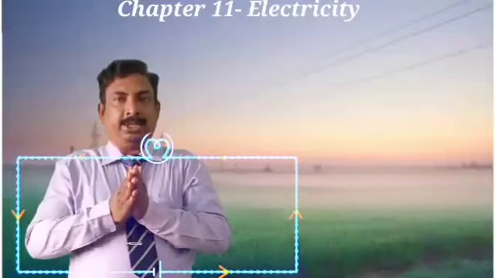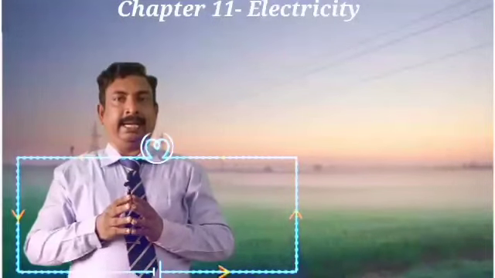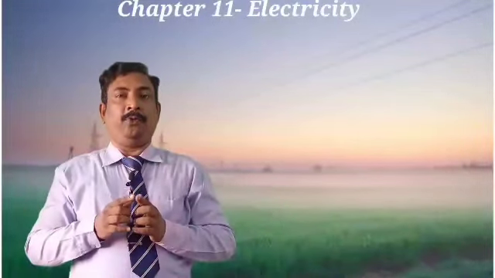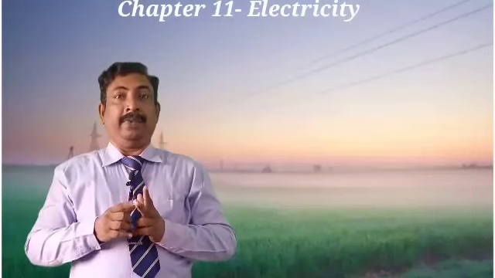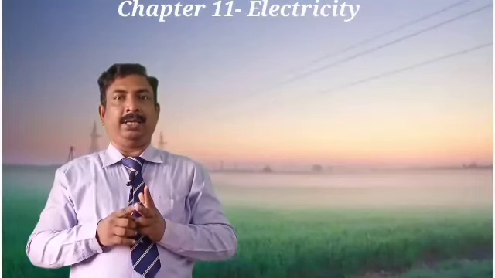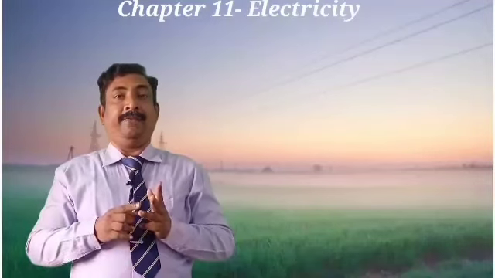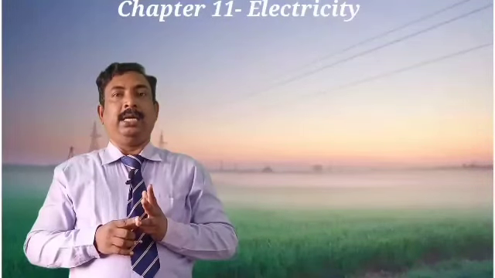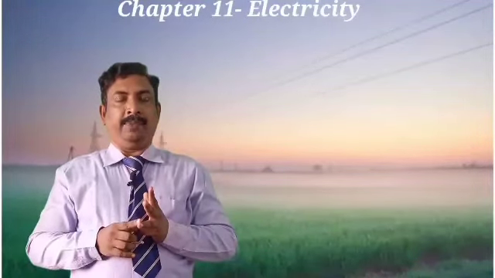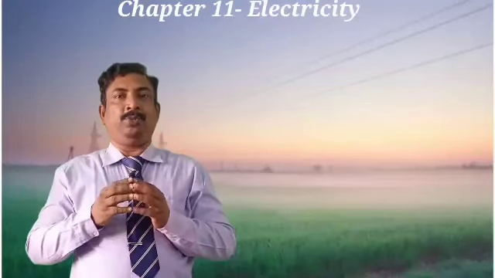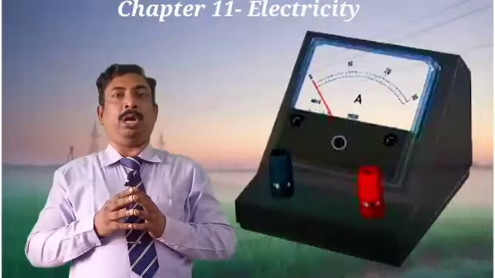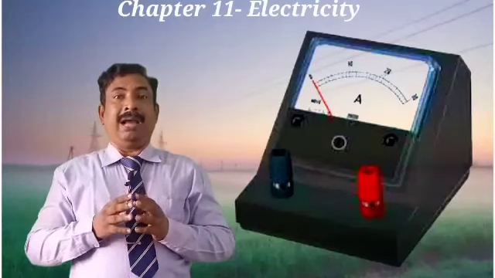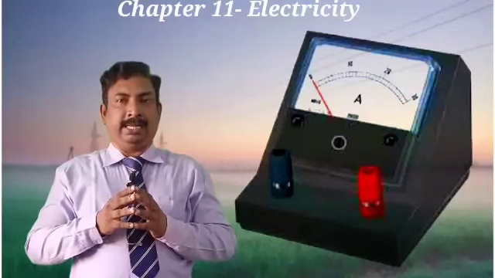Now we understood what electric current is. Current is the rate of flow of charge, and we have learned its formula, I = Q/T, and we have learned its units. Ampere is the unit, and the device we use to measure the electric current is called an ammeter. An ammeter is used to measure the electric current.